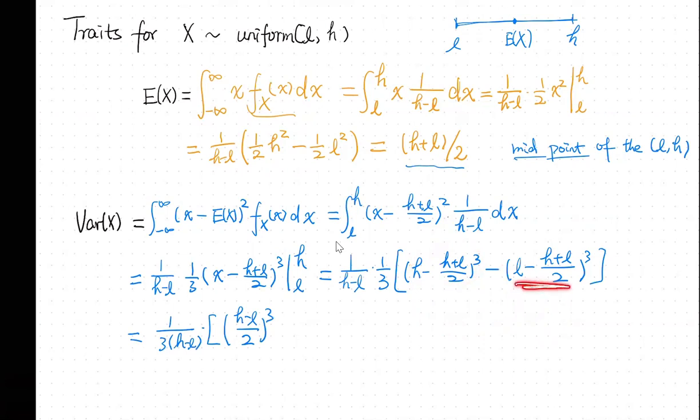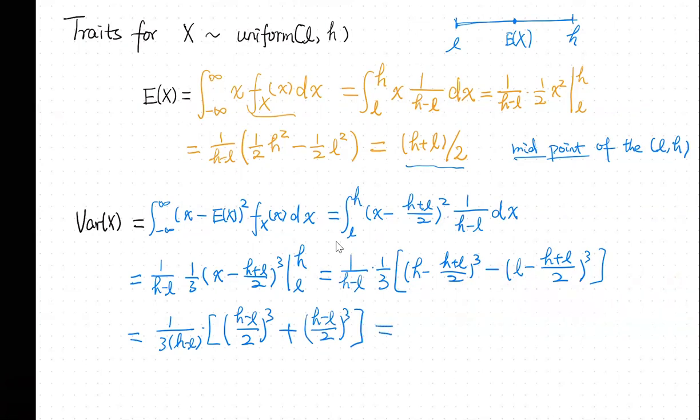And this is 2L minus h minus L divided by 2, which is minus h minus L divided by 2. If you take that to the third power, the minus sign will come out and cancel with this minus sign. So together they become a plus sign. Therefore, the second term is also h minus L divided by 2 to the power 3.